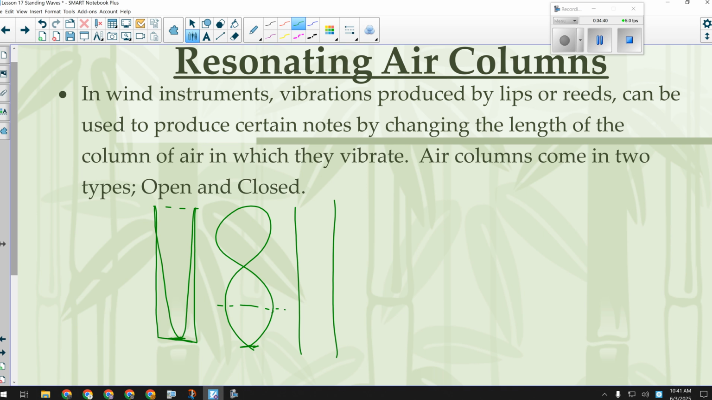What if there's a node at the top? What if I had a closed air column and the wave inside looked like that instead? What would I hear? A node is a place where what kind of interference occurs? Destructive. What do you hear when there's destructive interference? Nothing. So I'm going to demo that for you here with my handy dandy closed air column, which is going to make a horrible mess on the floor.